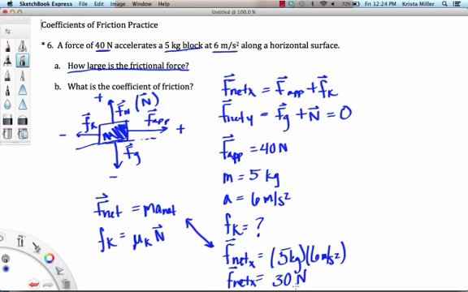So now that we have what the F net is, and we have the F applied, we can solve to get the force of friction. So I'm going to take this equation, and I'm going to rewrite it here. I should rewrite it below a little bit so I have a little more space. So F net is equal to F applied plus the force of friction, and I'm trying to find the force of friction. This is what I'm trying to find. So I'm going to subtract out the applied force on both sides.